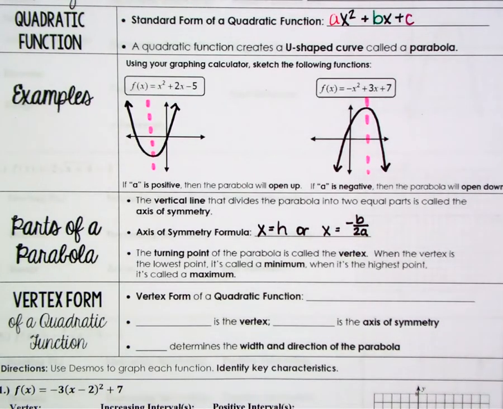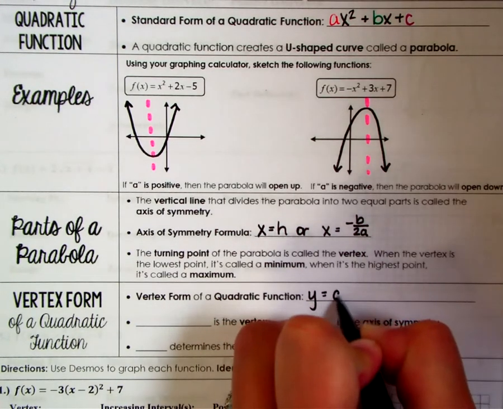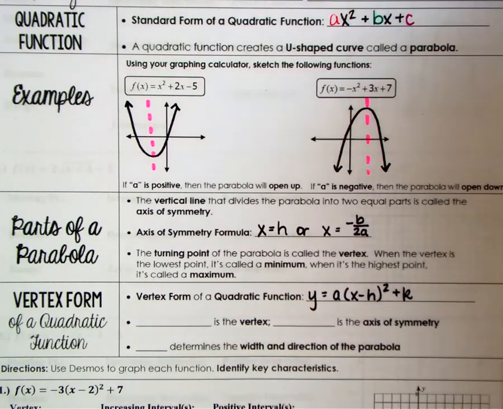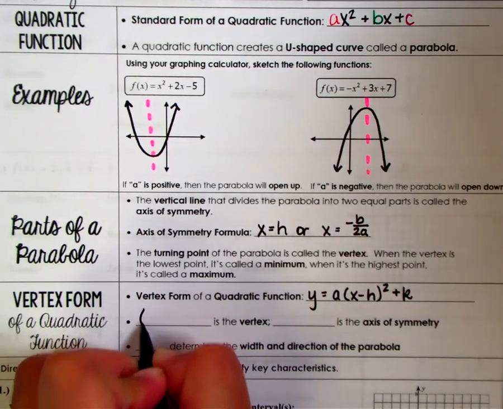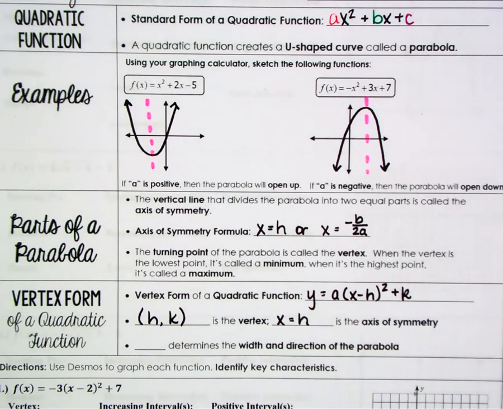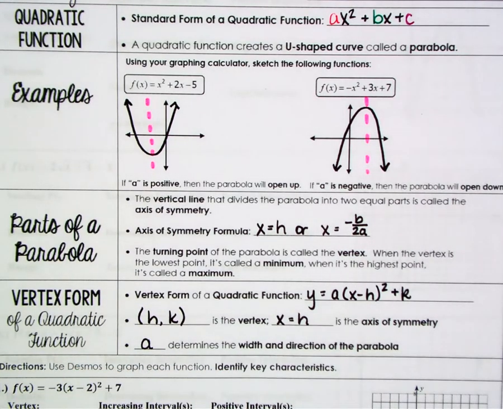So the vertex form of a quadratic function is when y equals a times x minus h squared plus k, where (h, k) is the vertex and x equals h is the axis of symmetry. And then a, that value in front, determines the width and direction of the parabola. So is it fat? Is it skinny? Does it open up? Does it open down? And so we're going to practice a little bit with that. We're going to look at some examples.